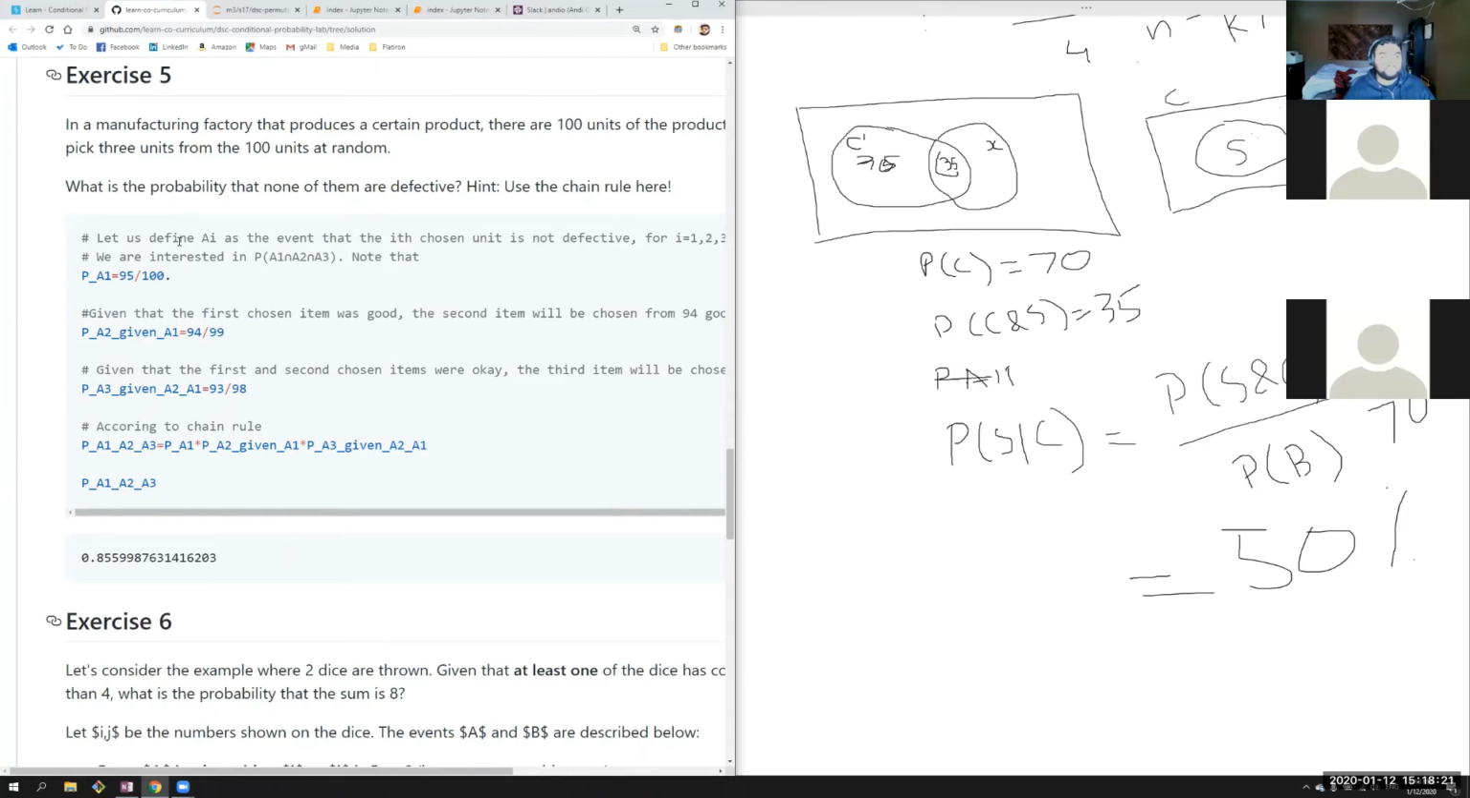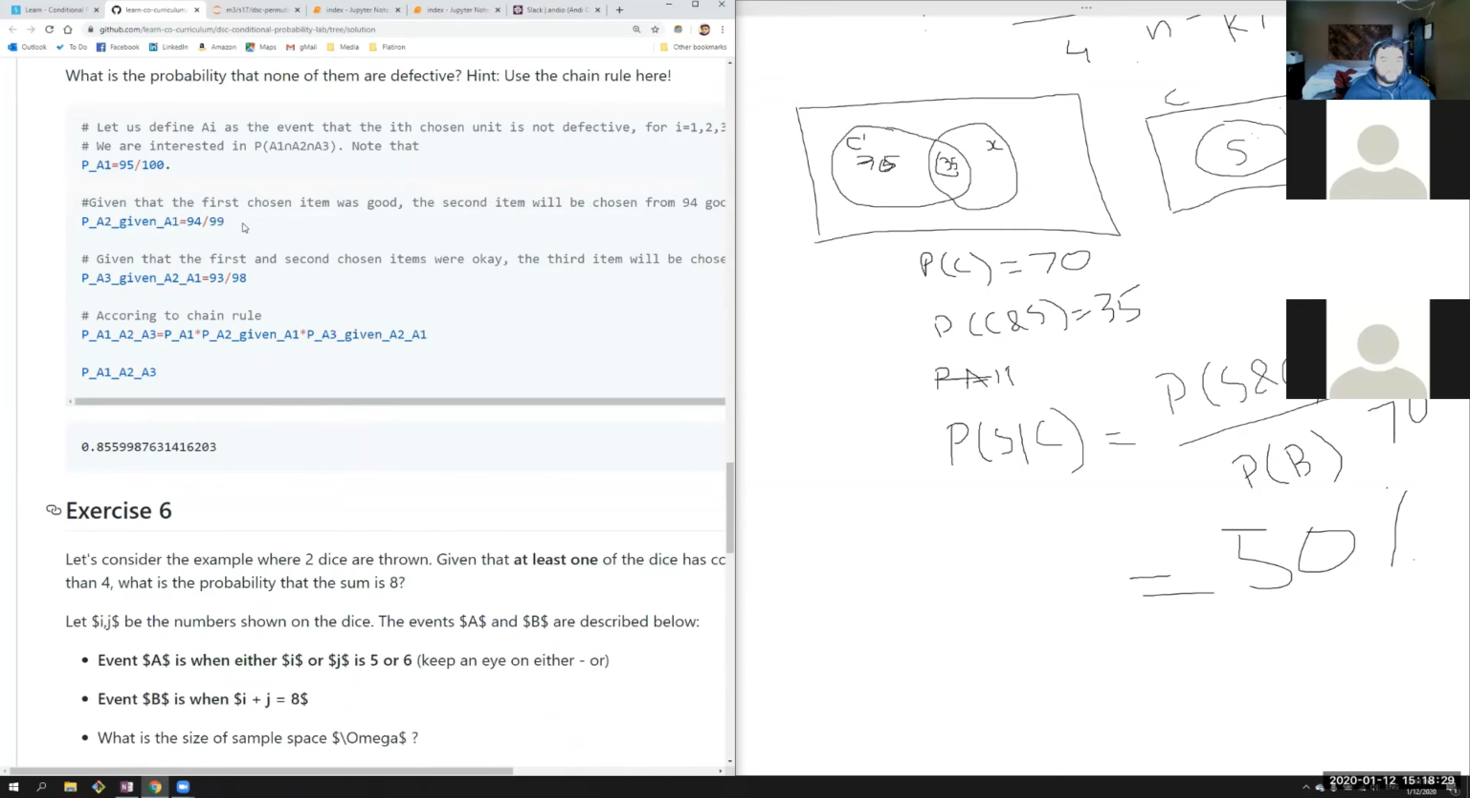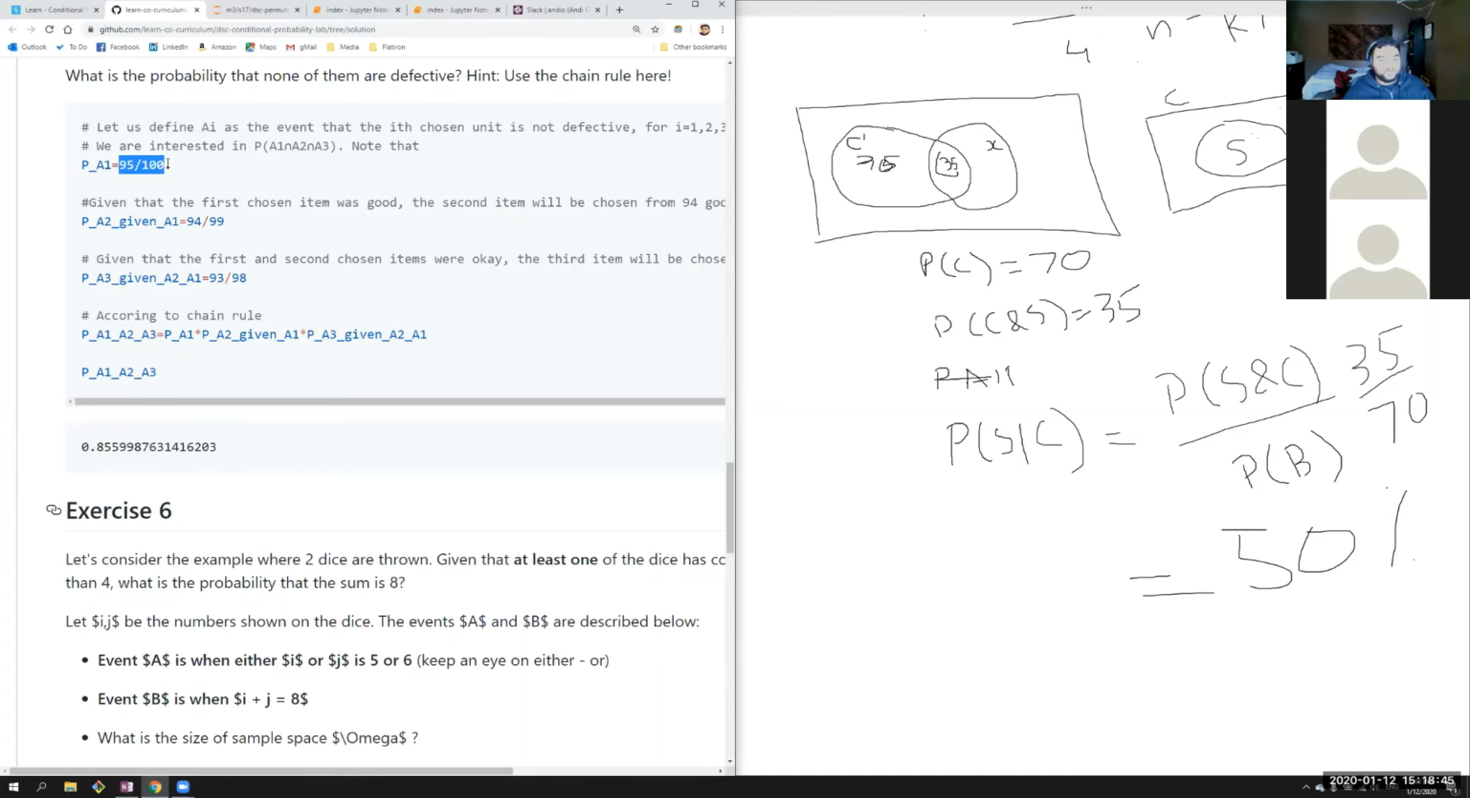And we have to see what's the probability that we're left with 3 products that are not at all defective. So it's pretty straightforward, I guess. The first chance is 95 over 100, because in the first selection there are 100 items, 95 of which are not defective. We're picking one, and we want the odds that the first one we pick won't be defective. Easy enough, 95 out of 100.